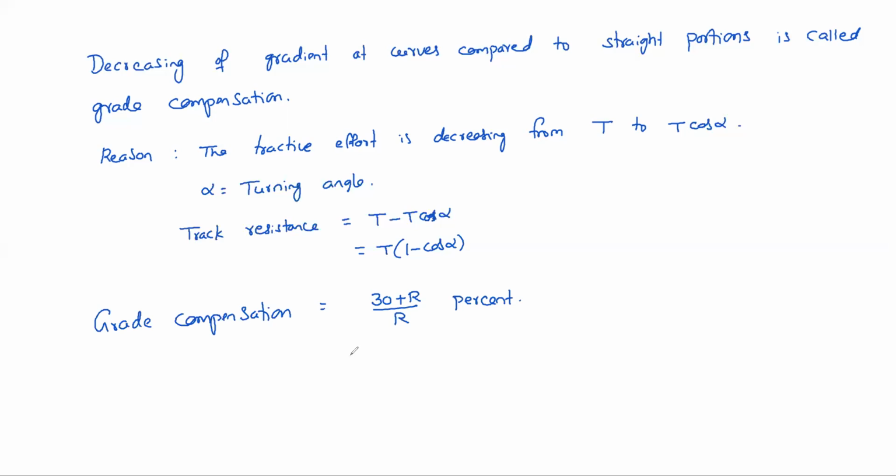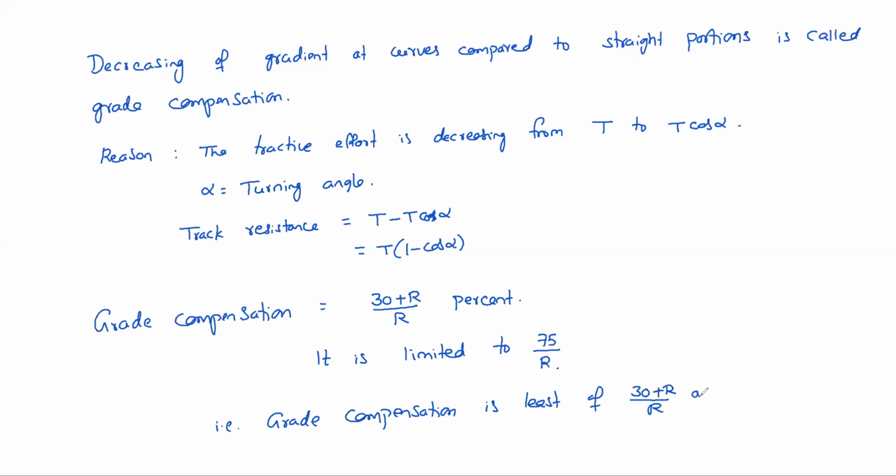Okay, it is limited to 75 by R. Suppose you get more than this 75 by R, you should take only the 75 by R value. That means grade compensation is the least of (30 plus R) by R and 75 by R. So whichever is least needs to be taken as the grade compensation.